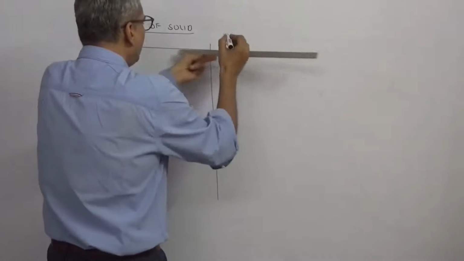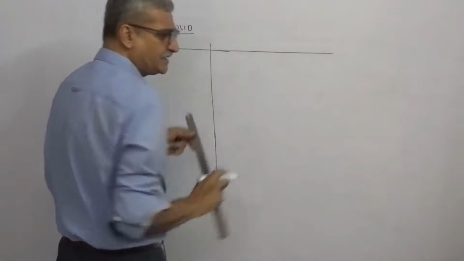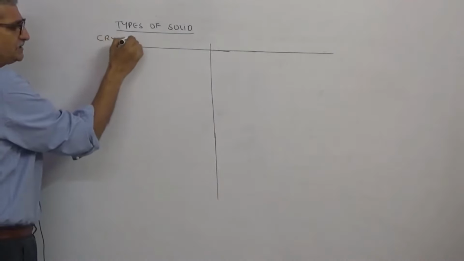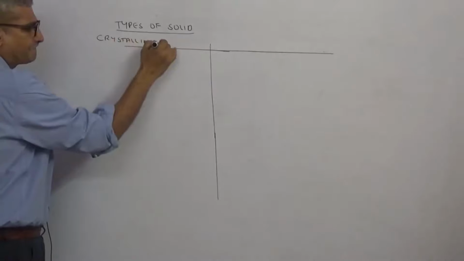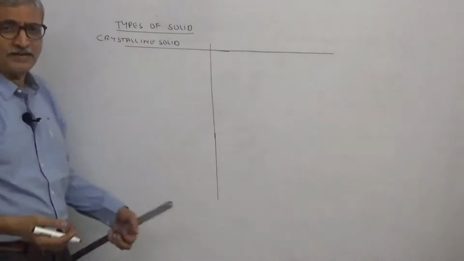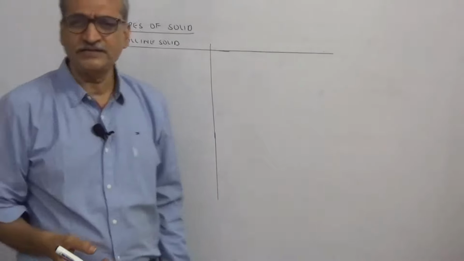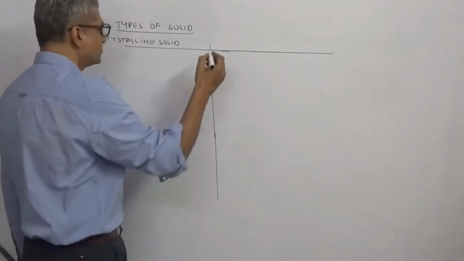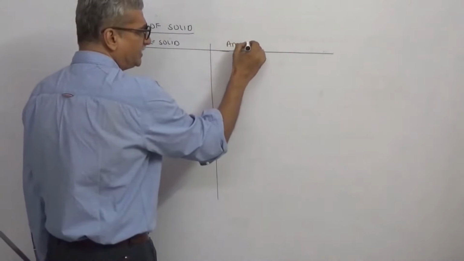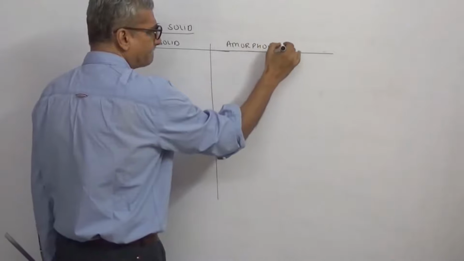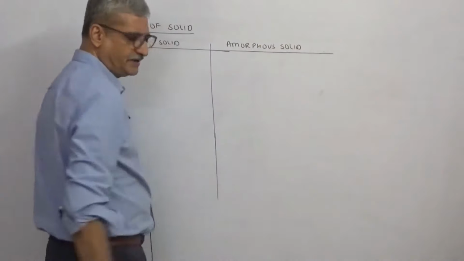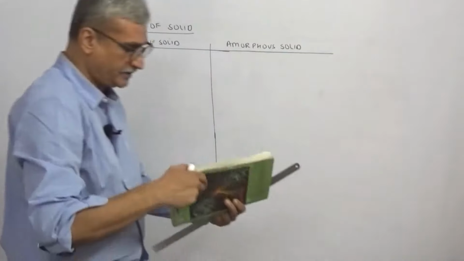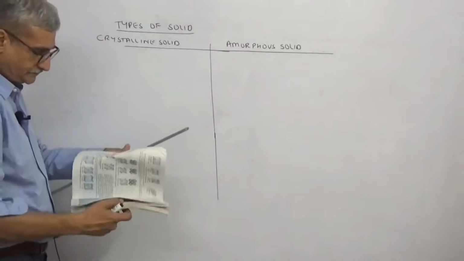When you talk of types of solid, basically they are classified into two types. One is a crystalline solid, and the other is an amorphous solid. This will be a 2-mark question: differentiate between crystalline solid and amorphous solid. Let us look at the textbook and explain each and every point.